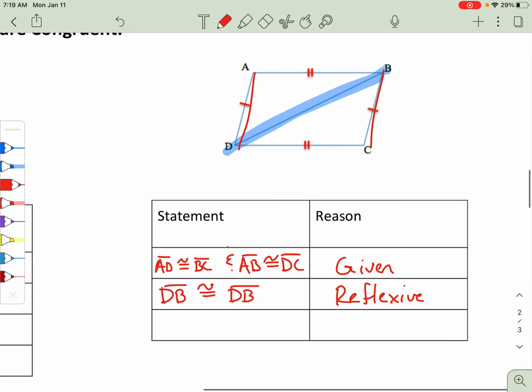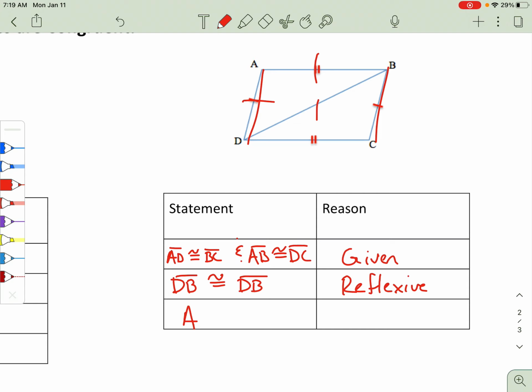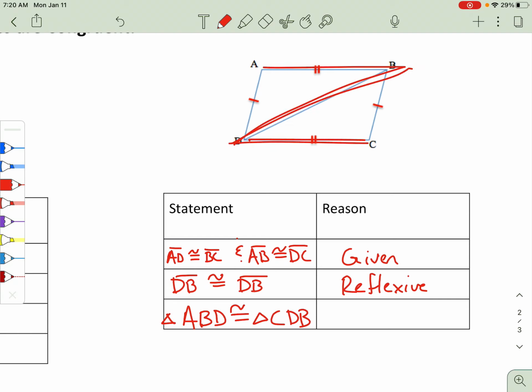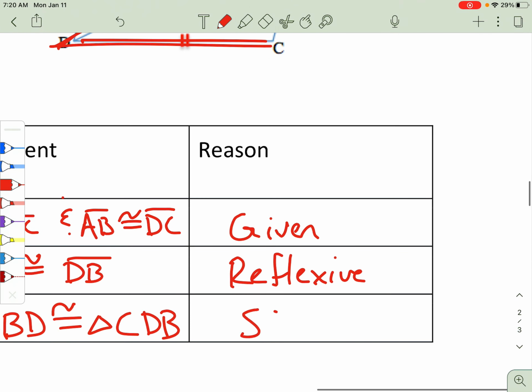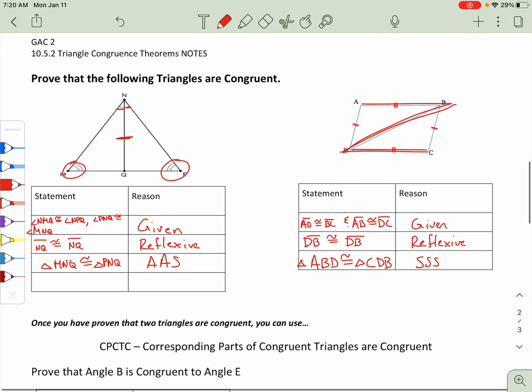All right, so that means that we have side, side, side. So triangle, gotta go in the right order here, A, B, D is congruent to triangle C, D, B. Okay, so you had to go two, line on the two, and then hypotenuse. Okay, and we know that because, as we just stated, of side, side, side. Okay, so going right along here.